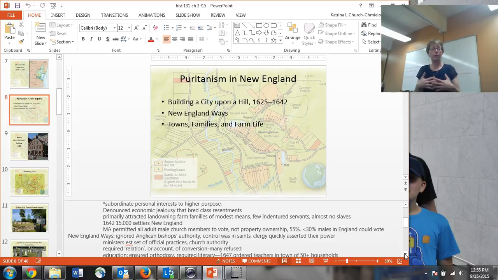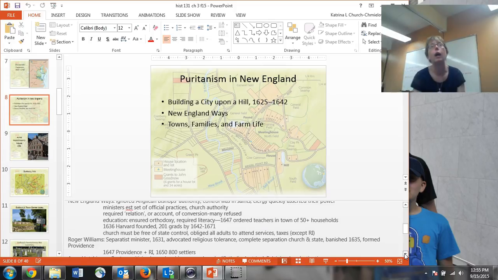And New England ways, they were basically ignoring the Anglican churches and bishops' authority, and their control was through the saints in their own churches. So they created these churches, and they named these saints within their churches. And the clergy in New England quickly asserted a lot of power in New England, right? The clergy was very, very powerful. Any questions?